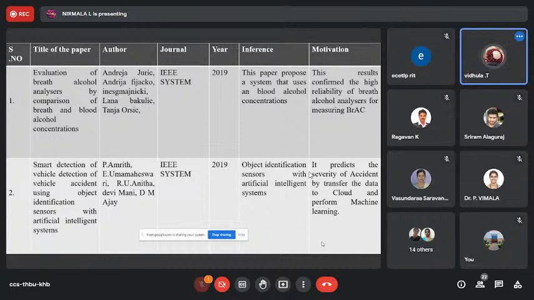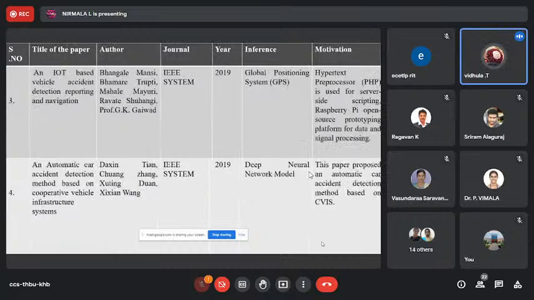On IoT-based vehicle accident detection reporting on navigation. In this paper, we refer to the GPS, how it works, and vehicle accident detection.